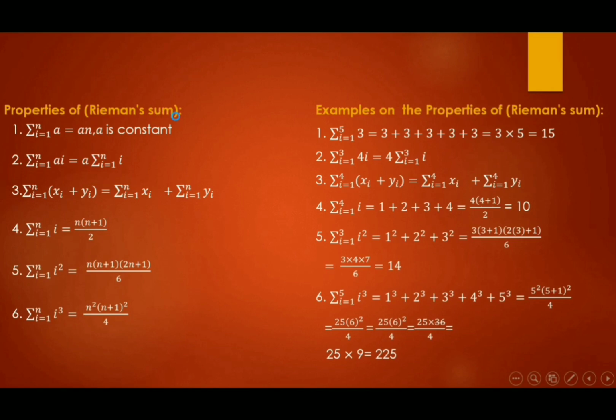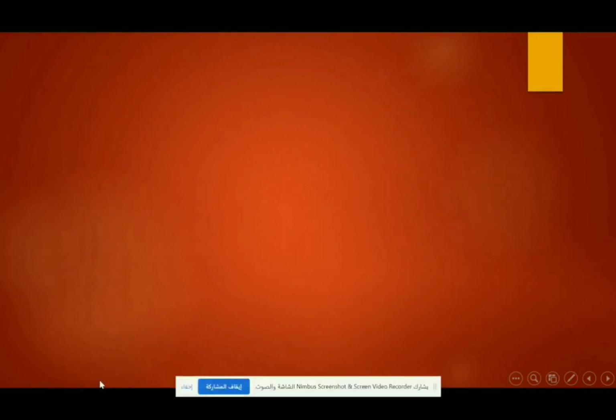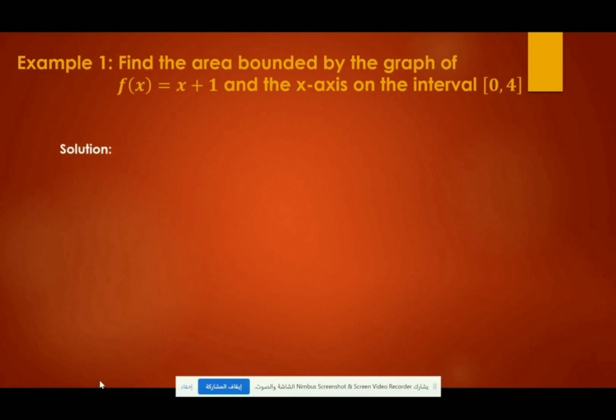And an example for each. Example number 1. Find the area bounded by the graph of f of x equals x plus 1 and the x-axis on the interval from 0 to 4. To find the area bounded by the graph, you are going to use the definition of the definite integral, which we explained before. Solution.